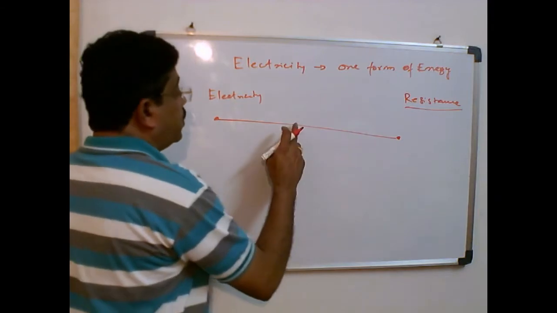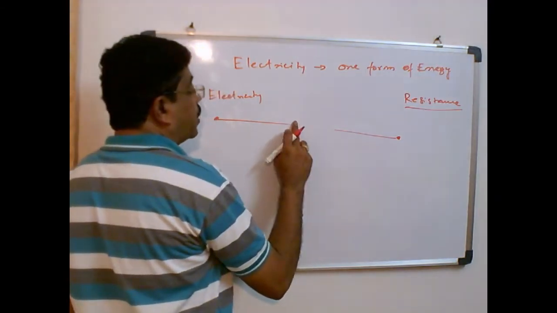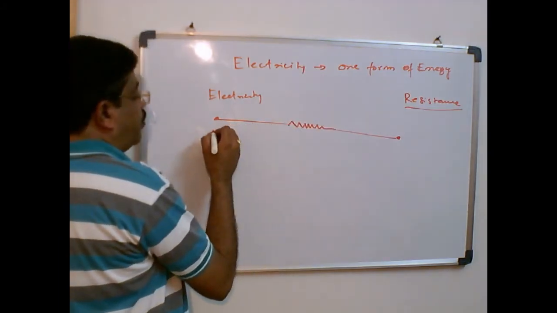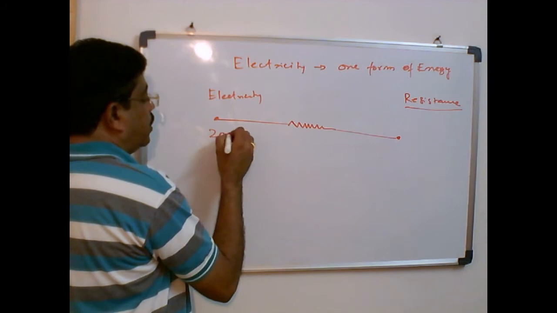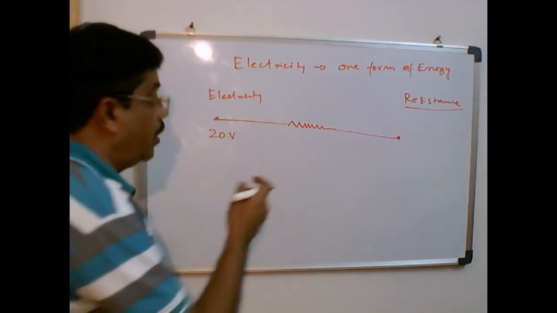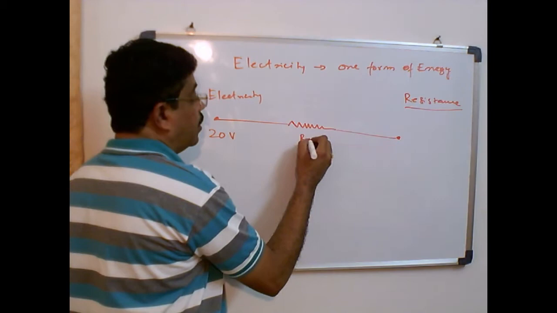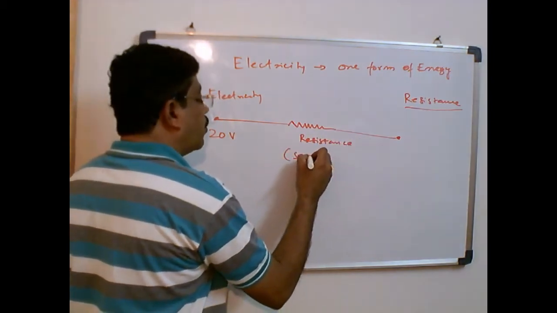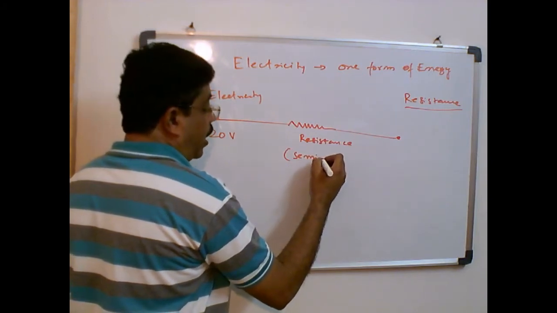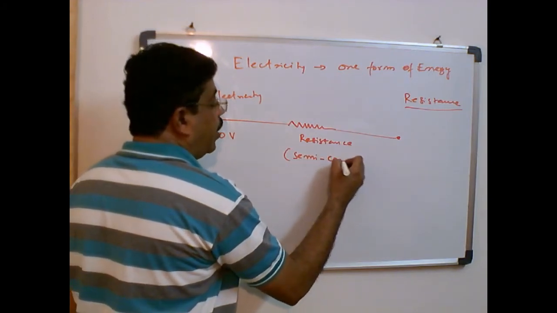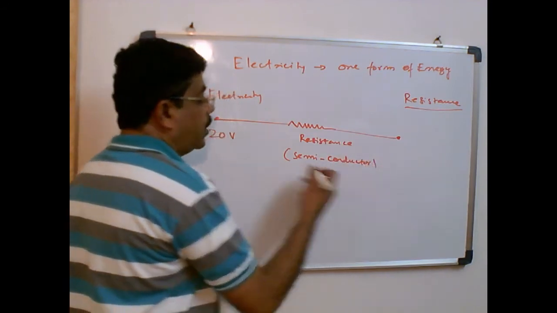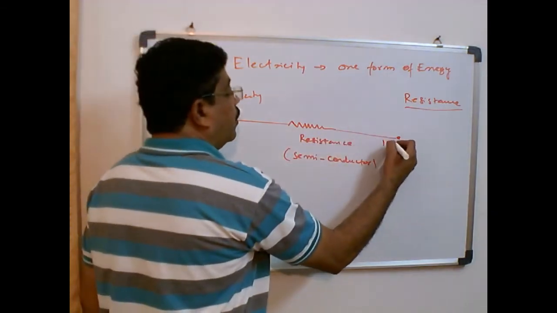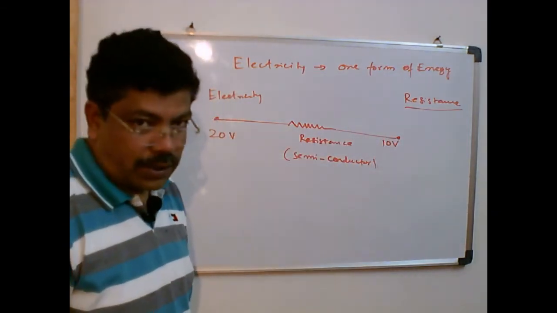From this point to this point the electricity is passing through a conductor. Supposing I want to have an obstruction here. For example, the voltage given on this side is 20 volts. Because of this, it offers some resistance, which in electronics language is known as a semiconductor. That means it will allow the current only partially to this side. Let us say we got 10 volts on this side.